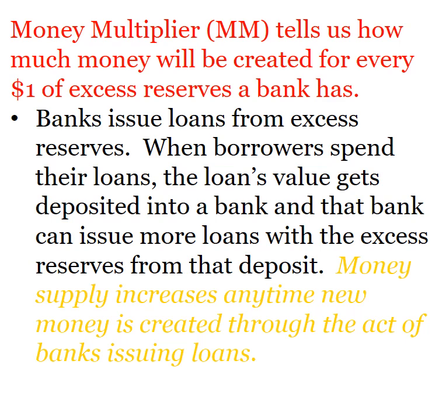We know at this point that banks issue loans from their excess reserves, and when the loans get spent, that dollar amount gets redeposited into any bank. It could be another bank. That bank can issue more loans with their excess reserves, and this continues on. So the key idea is that money supply increases when new money is created, and new money is created when banks issue loans.